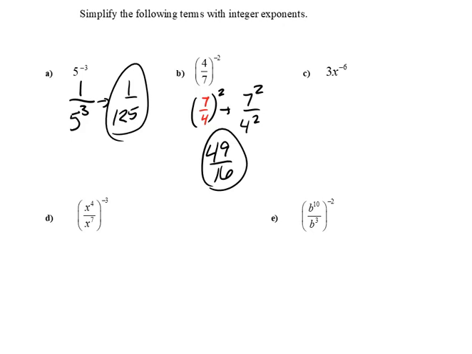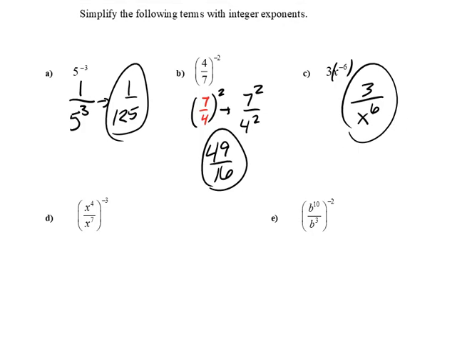And then for C, again, we just have to make sure we use the factors. So 3 is one factor, x to the negative 6 is the other factor. So that's the only factor that's going to be moved to the denominator. So this would be the same as 3 over x to the 6. So the negative exponent is affecting just the factor of x.